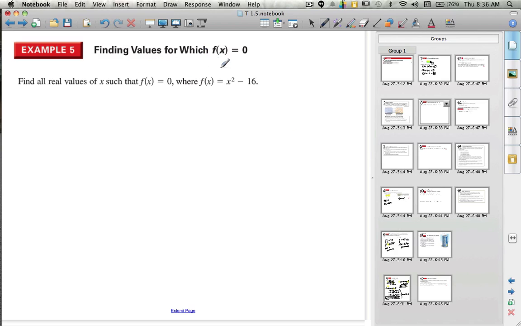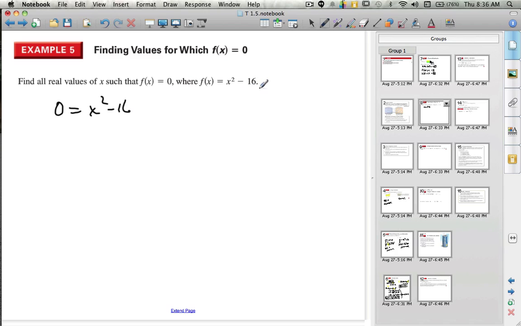Okay, finding values for which f of x is equal to 0, or we might call this finding zeros, or finding solutions, or finding x-intercepts, or finding roots, because zeros, solutions, x-intercepts, and roots are all the same item for a function. So when we want to find all the real values that f of x equals 0, I'm not finding f of 0. I'm not plugging 0 into the function. I'm setting the function to be equal to 0.